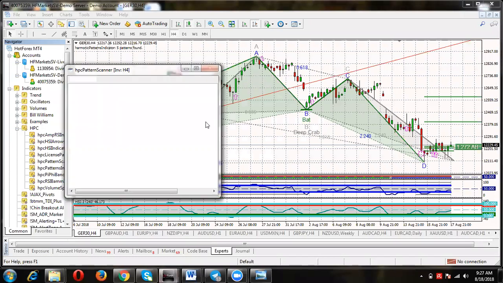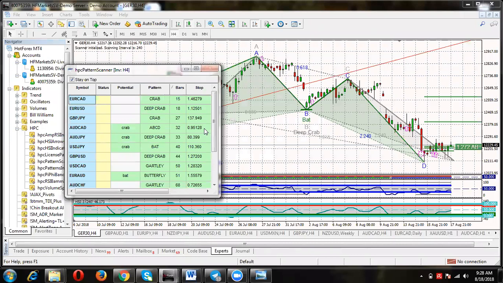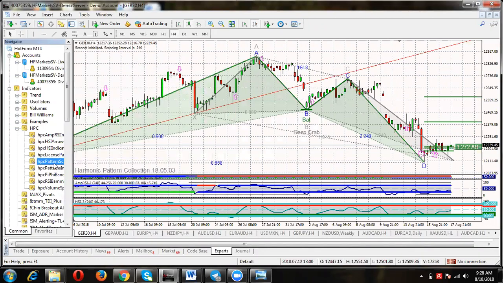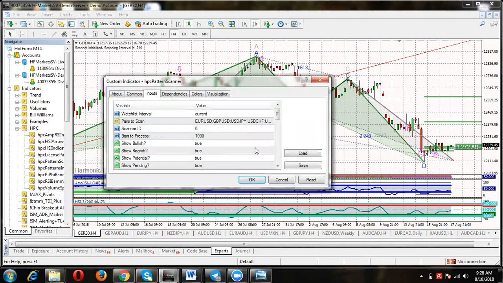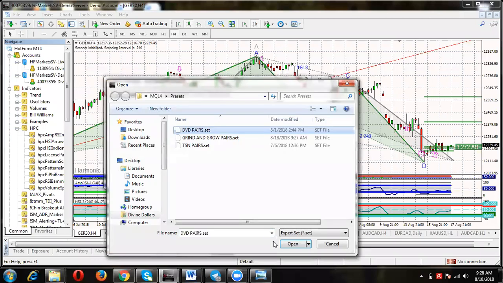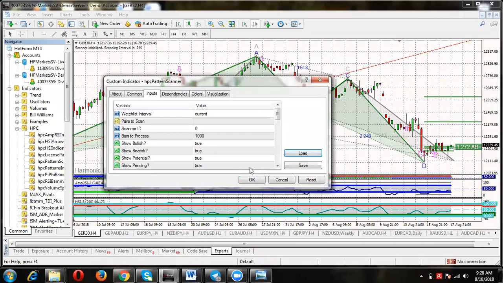The next time I come here, it's going to scan for the pairs that I said it should scan. Those are the pairs it's going to bring out. But I love it to scan all the pairs, so I actually included all of them. If I want to do that again, I drag the scanner along, go to load, because you've already saved this, and look for my pairs, which are here already. Then I click on OK.